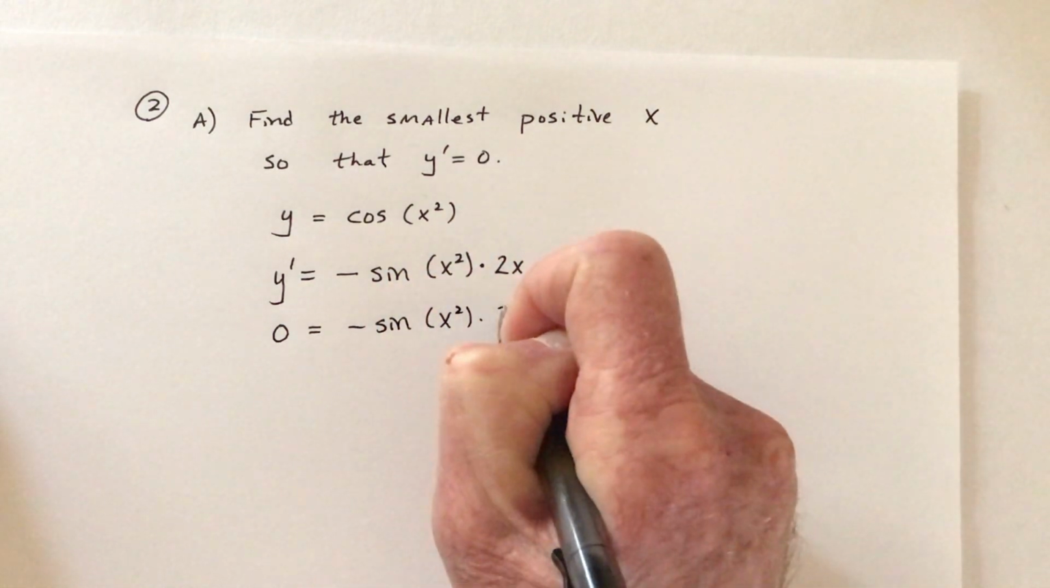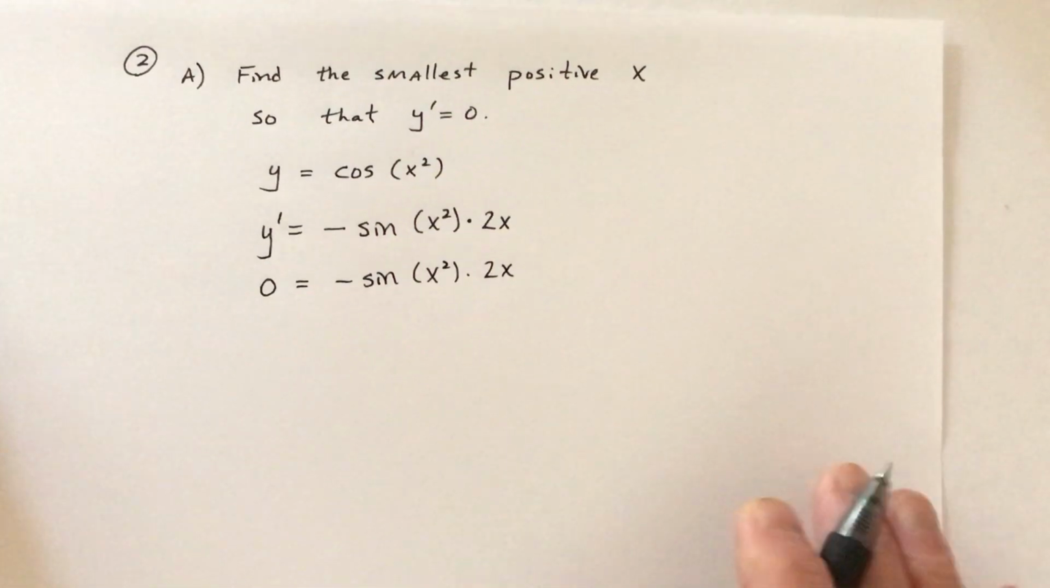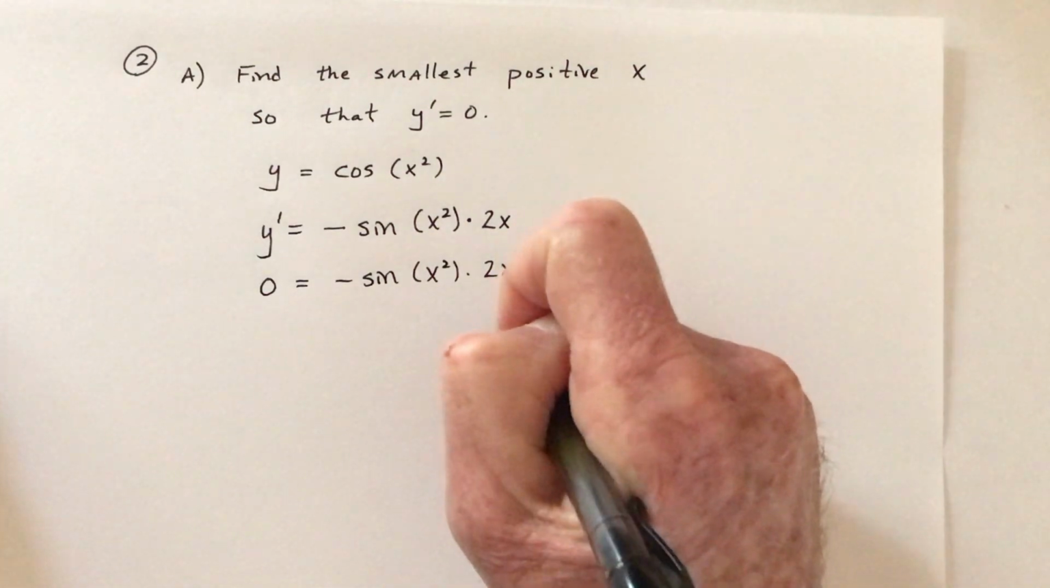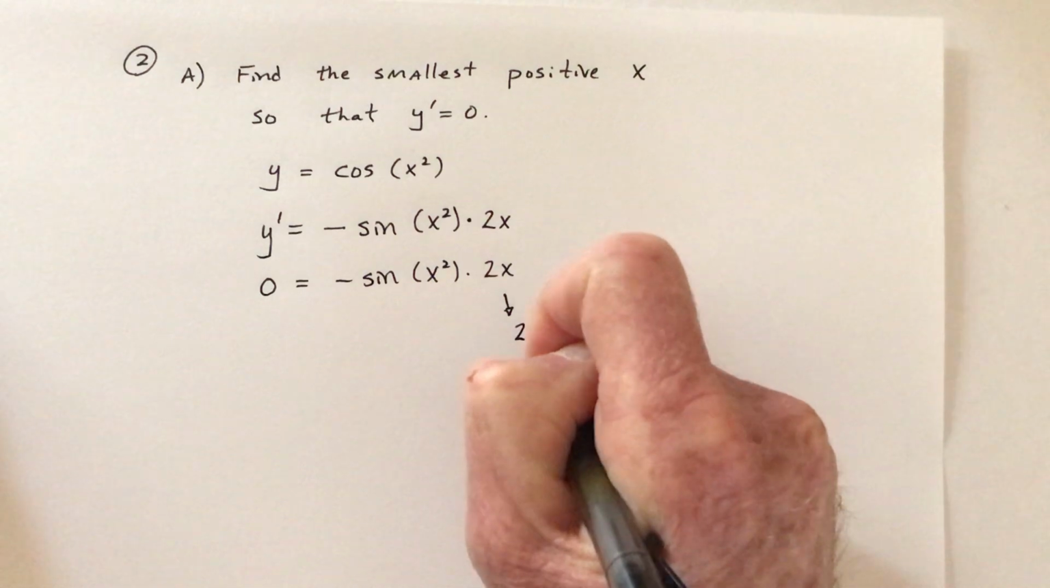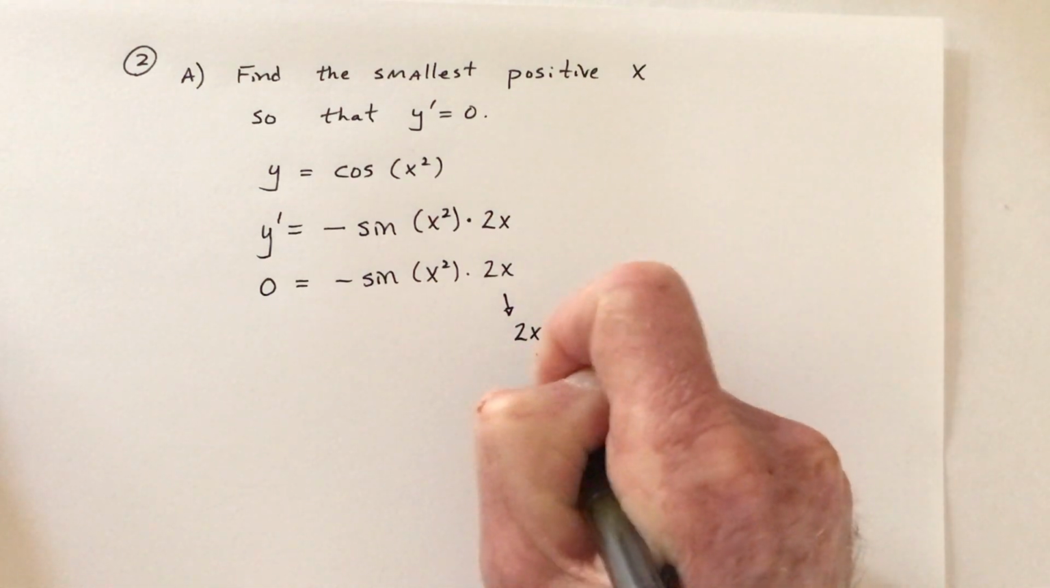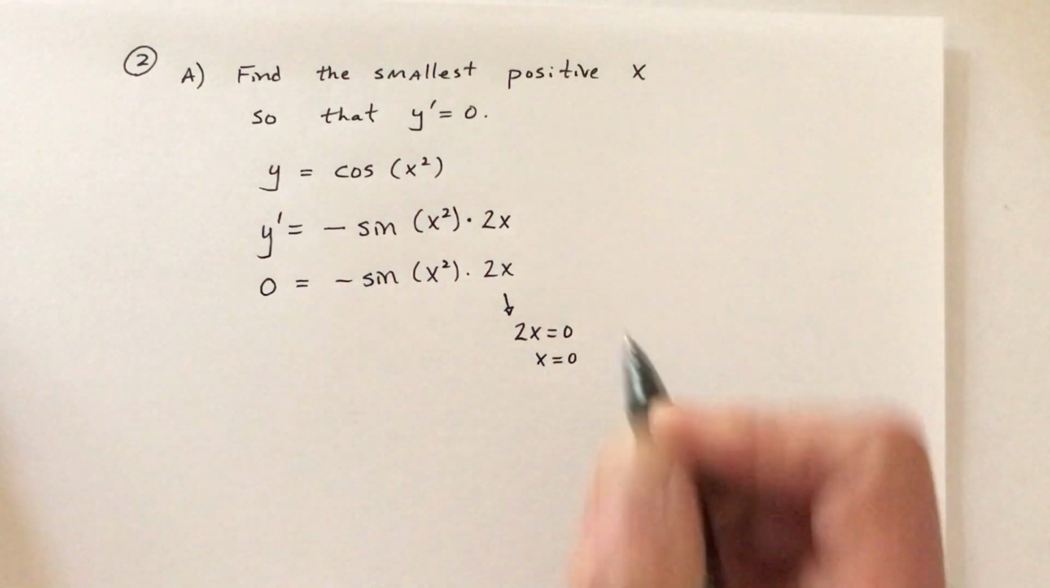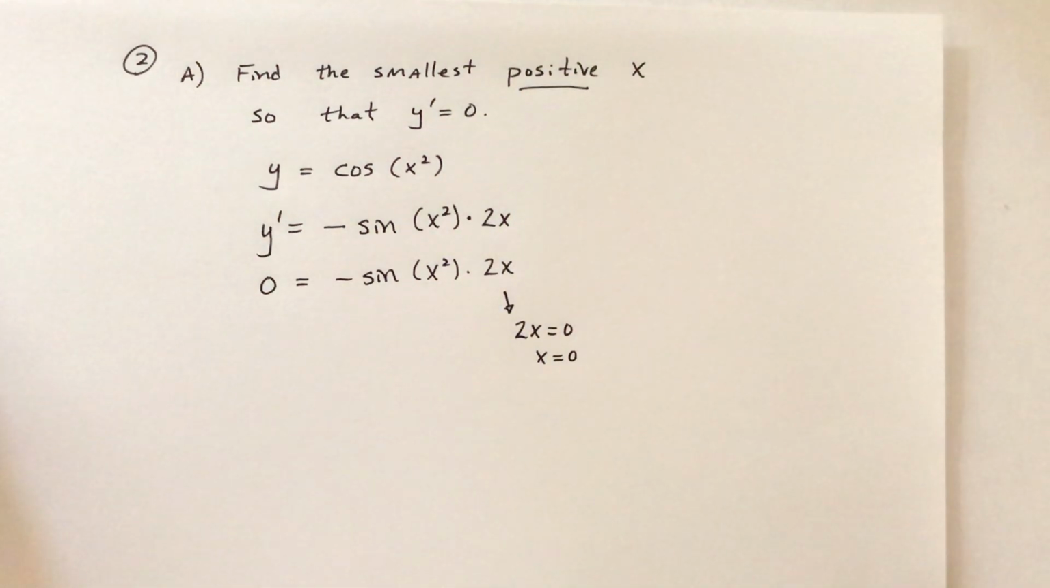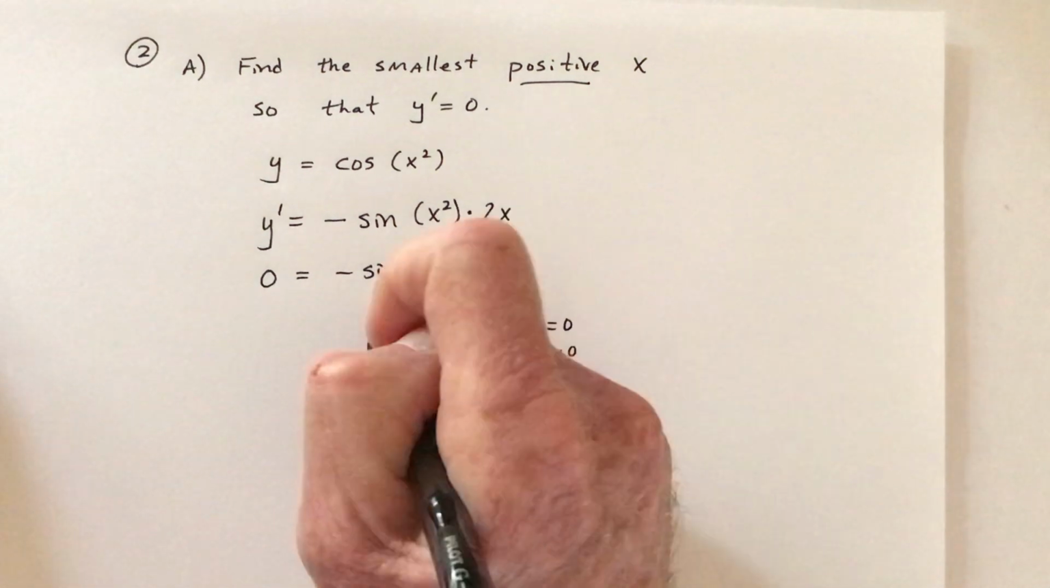And then solve for x. Well, because this is multiplication, you can separate these and say, well, 2x equals 0. But that would mean that x equals 0, and that's not positive. So even though that's an answer, I was asking for a positive answer.